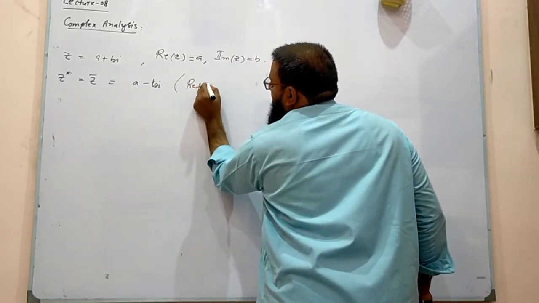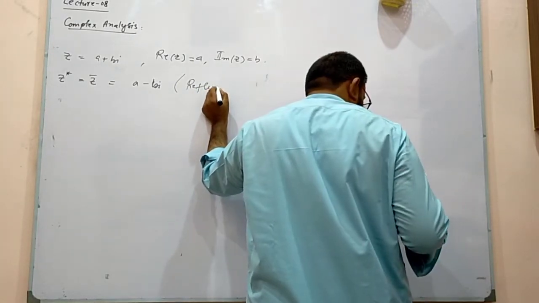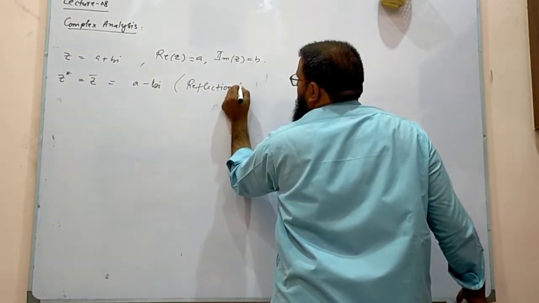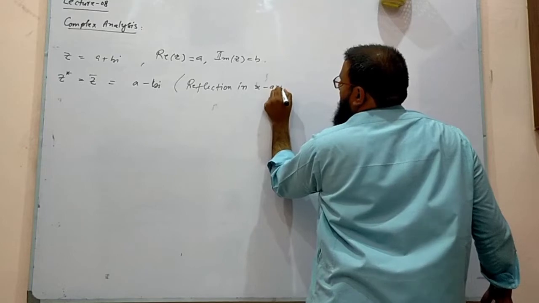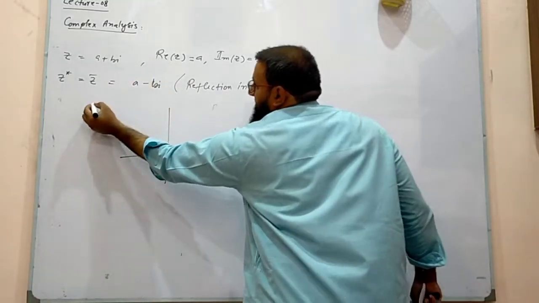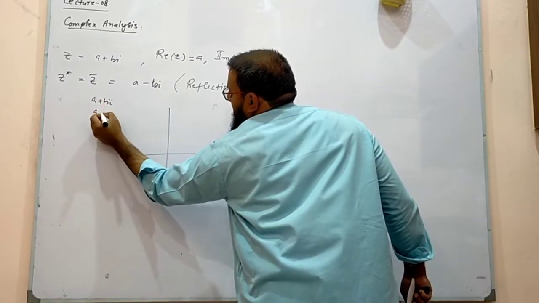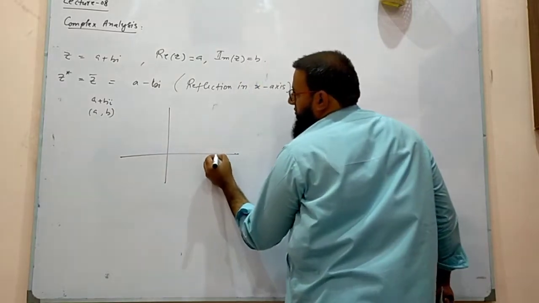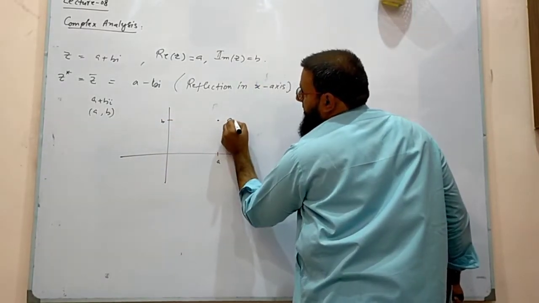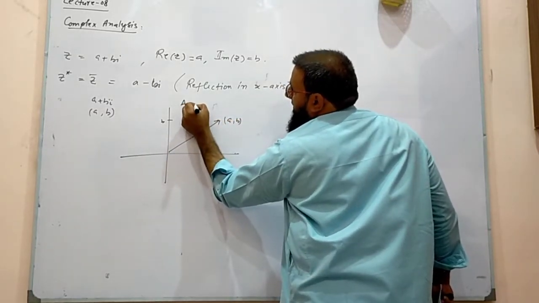It is just a reflection, this time a reflection in the x-axis. For example, I have a complex number a plus bi. I can say that it's nothing but an ordered pair (a, b). So this is the value a and this is the value b. So I have this point (a, b). This is what we call the Argand diagram.